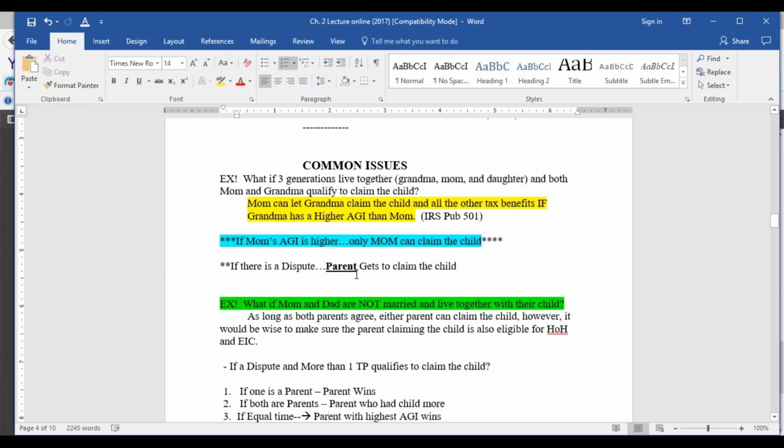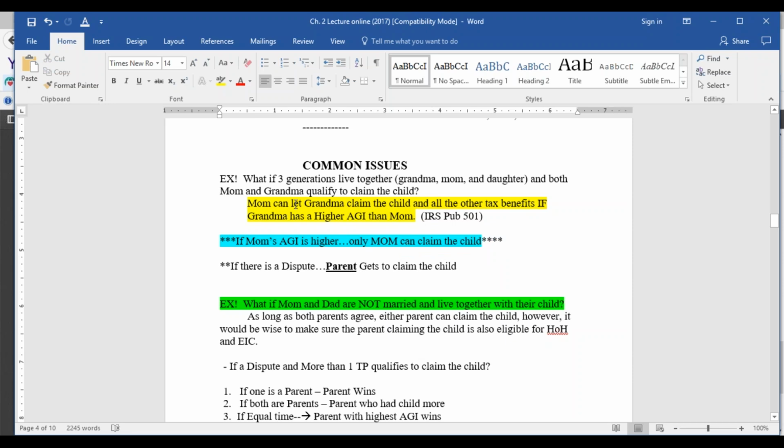So sometimes they can decide among themselves. If they can't decide among themselves, what happens then is mom has the ultimate rights. If mom generally would be able to claim the kid, mom can let grandma claim them if she has a higher AGI. So notice here, if there's ever a dispute, the parent ultimately does get to claim the child.